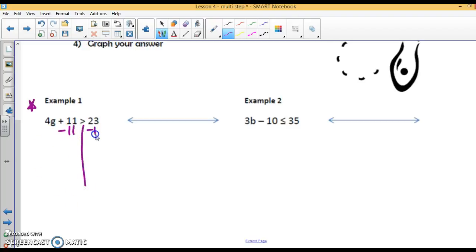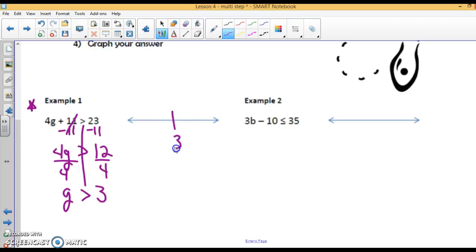Subtract 11 from both sides, and we'll have 4g is greater than 12. Divide both sides by 4. G is, we do not switch the inequality because I divided by a positive. G is greater than 3.